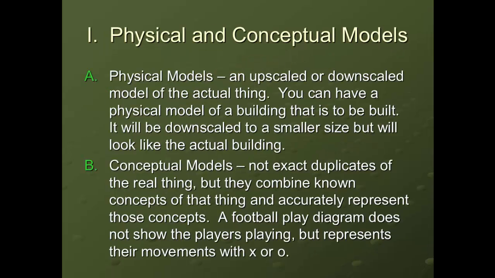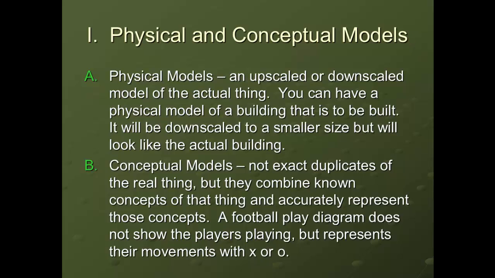So there are various types of models that you can work with. There is a physical model, which is basically an upscaled or downscaled version of the real thing. So if we were looking at a physical model of a house, it would be basically a duplicate of the house with all the rooms built just like they are in the house, only scaled down or scaled up.